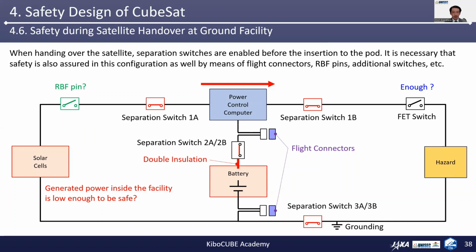Also, in most cases, the power generation from the solar cells inside the ground facility can be regarded as low enough to drive the rest of the satellite. Or you could actively hide the solar panels with some cover materials if required, and this could be regarded as an inhibit. So depending on your safety design, you might need to implement more and more switches inside the satellite, as indicated in the right side of this figure.